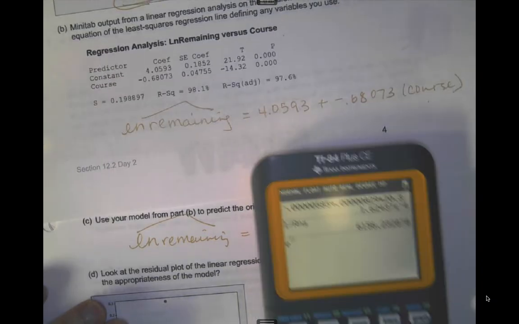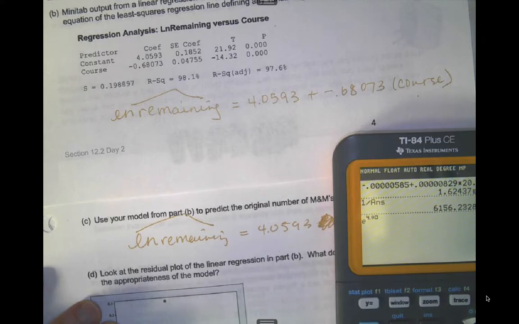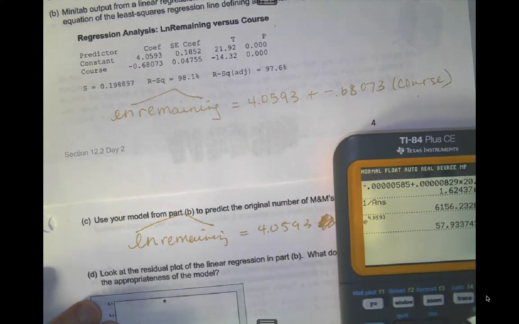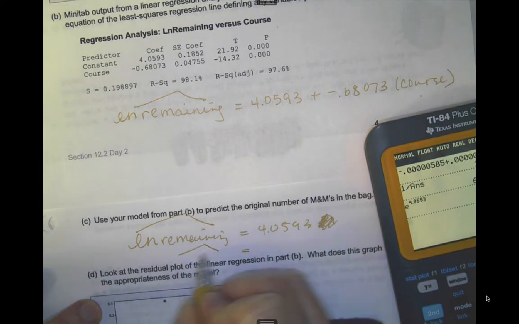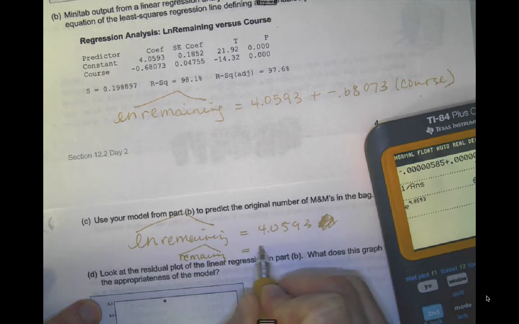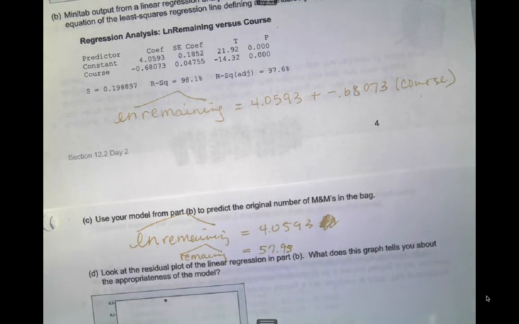So what I want to do is e both sides. So I want to do that, 0.40593. So the predicted remaining at course 0 should be 57.93. Again, that would be your y-hat if you did it that way.